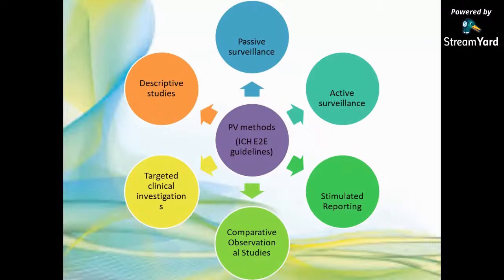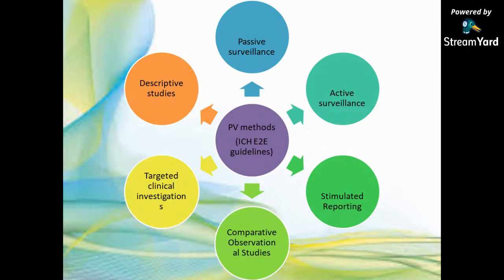Now, as per the ICH E2E guidelines, various methods are listed. For example, passive surveillance, active surveillance, stimulated reporting, comparative observational studies, targeted clinical investigations, and descriptive studies. So these are some of the methods used in pharmacovigilance for reporting of adverse drug reactions from post marketing studies.